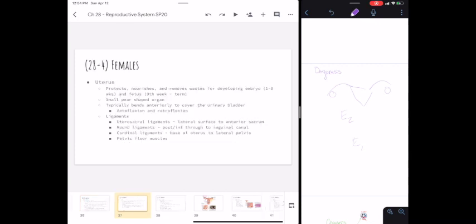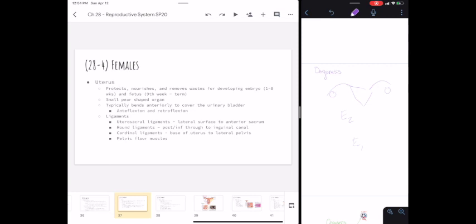All right, then the uterus. Most medial, we've got one of these. The function is to protect, nourish, and remove waste for a developing embryo and/or fetus. If there is no developing embryo or fetus, then it's there to receive the unfertilized egg and to shed it during menses. It's a small pear-shaped organ.